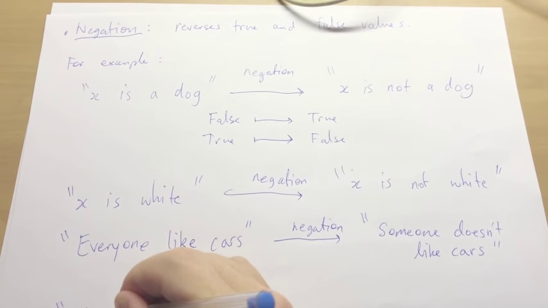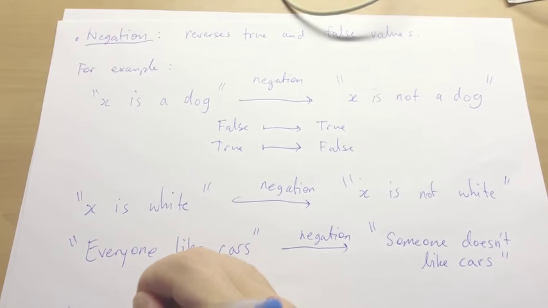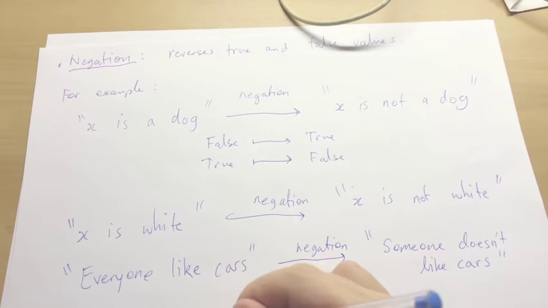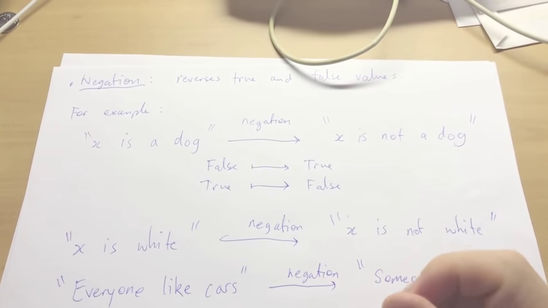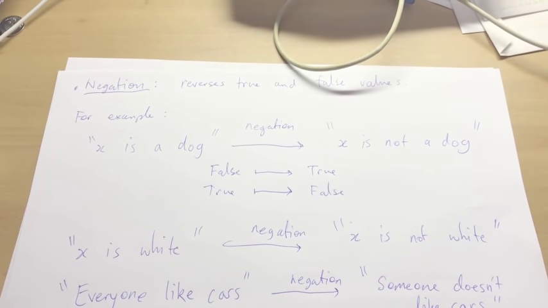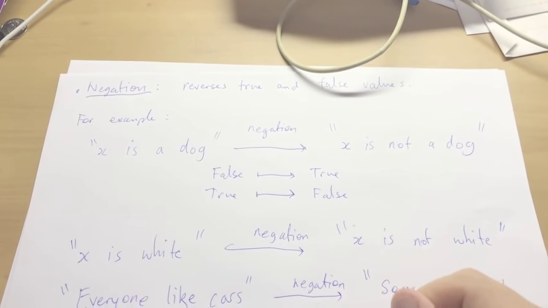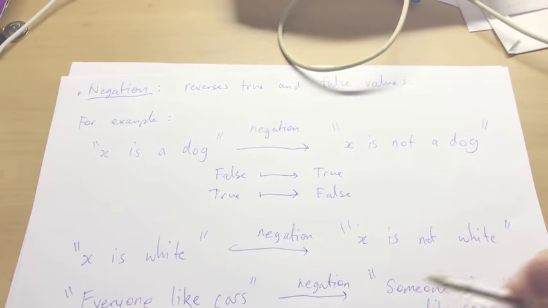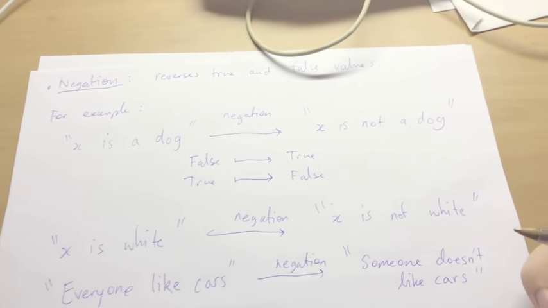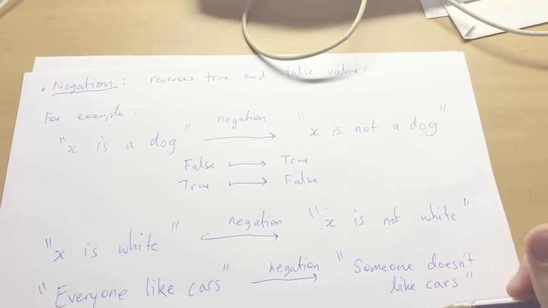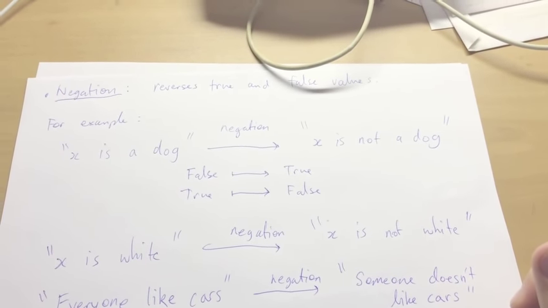No one likes fees. Not everyone. It's not saying "not everyone likes fees." It's saying everyone does not like fees. That's the same, right? So the negation of that is someone likes fees. This is not even one.